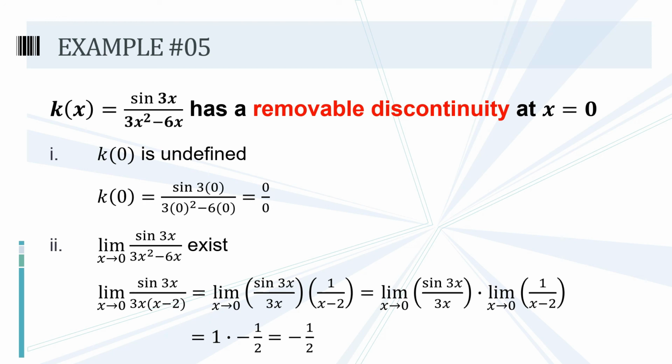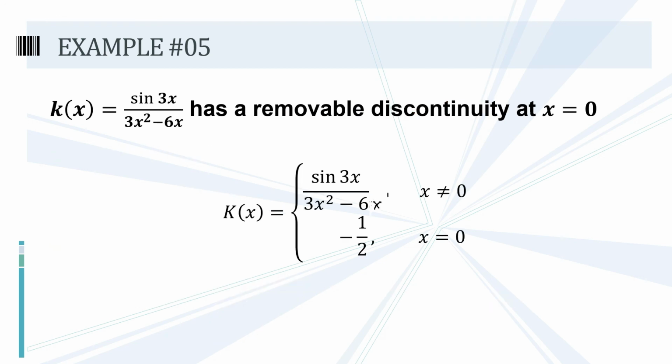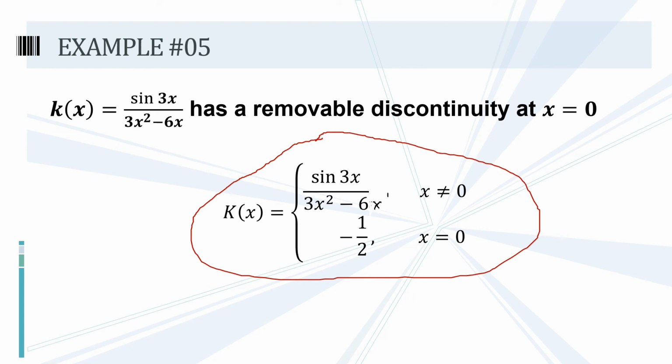And we can actually redefine that, okay, by using negative 1 half when x is equal to 0. And that is capital K of x. Okay, ito yung redefined version ng small k of x natin. This is the piecewise function sine 3x over 3x squared minus 6x whenever x is not equal to 0 and negative 1 half when x is equal to 0. So, itong function na ito ngayon, itong redefined function na ito, we are sure that this is now continuous at x equals 0.